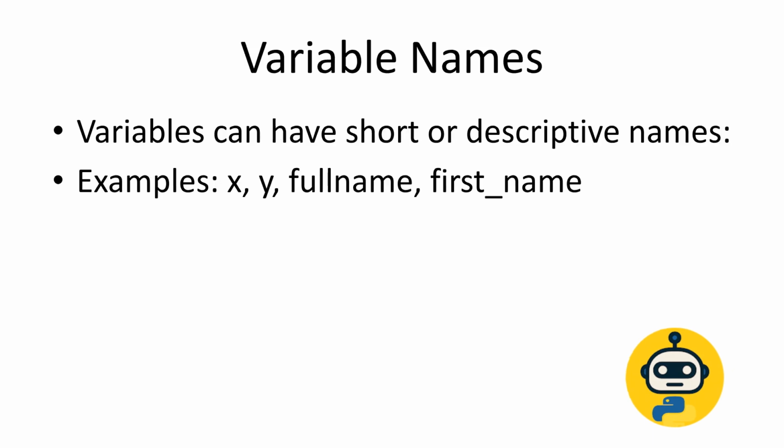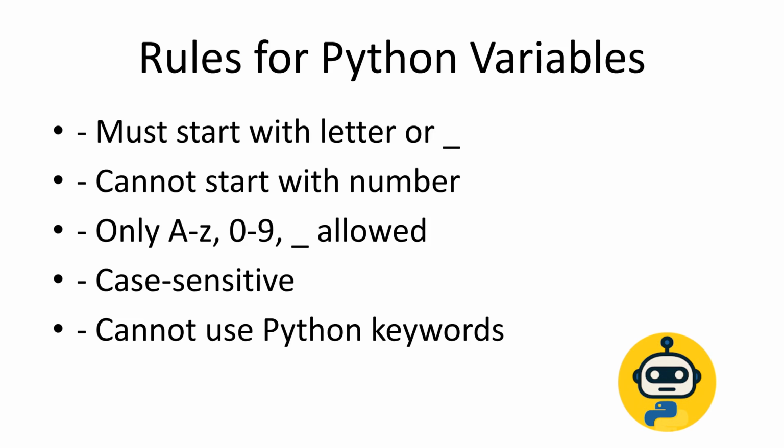Variable names can be short or descriptive. Examples include x, y, full_name, and first_name. Remember the rules for Python variables.